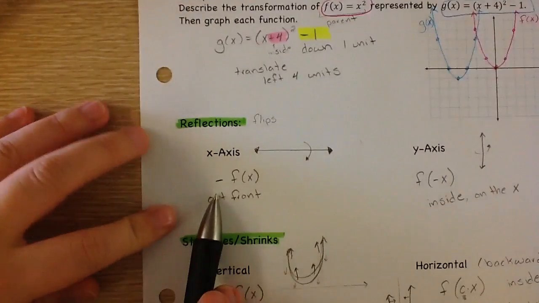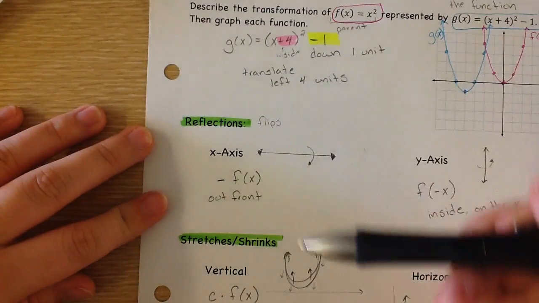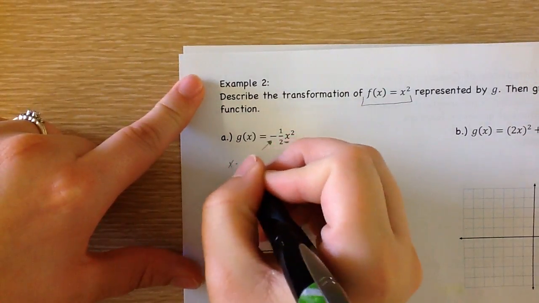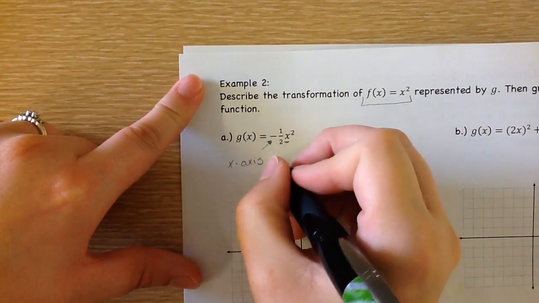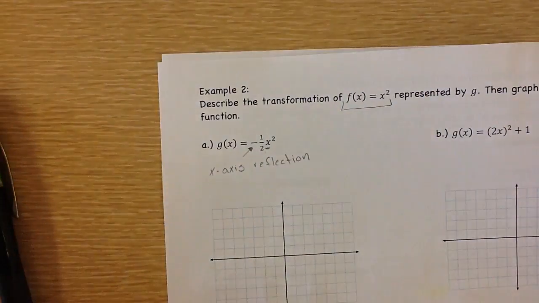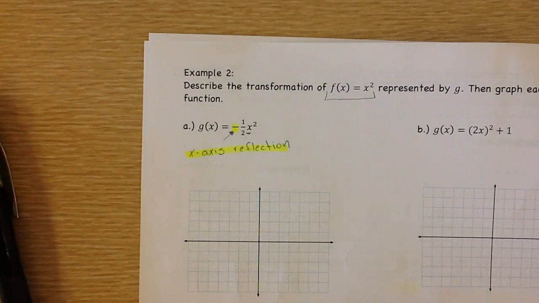So let's go back and let's look at our translations. A negative out front is going to do what? It's going to reflect it in the x-axis. It's going to flip it from up to down. So we're going to have an x-axis reflection. That negative is going to do an x-axis reflection. Okay, so that's what that negative is doing. That negative sign right there is going to give me my x-axis reflection.